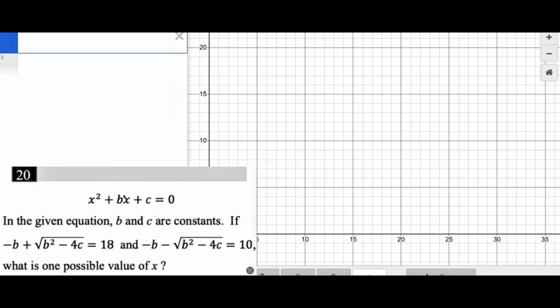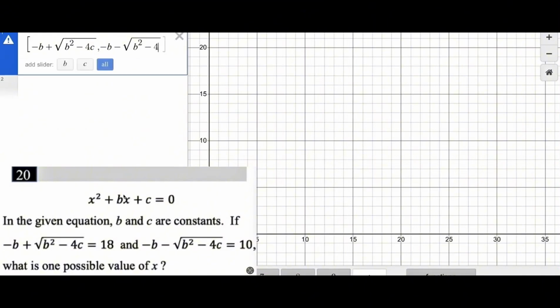Okay, so this equation represents the 2 roots of the quadratic equation, and our goal is to find a possible value of x by solving the value of b and c first. So we can treat them as a matrix and use this square bracket, and on the left hand side we're gonna put negative b plus the square root of b squared minus 4c, my bad. And the other one is negative b minus the square root of b squared minus 4c.